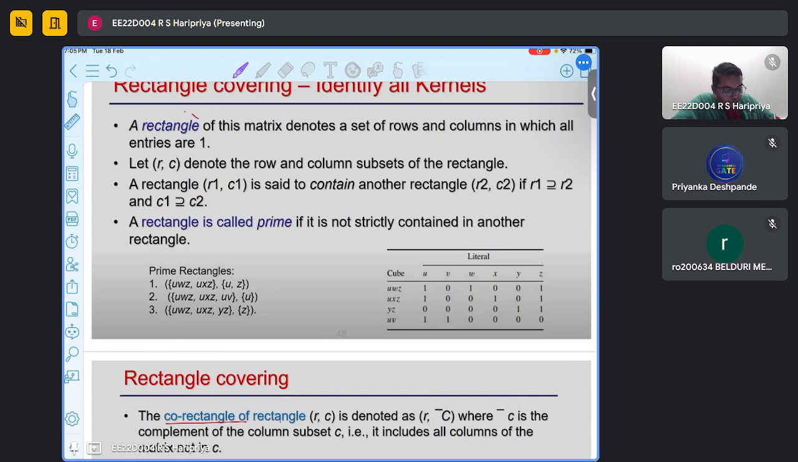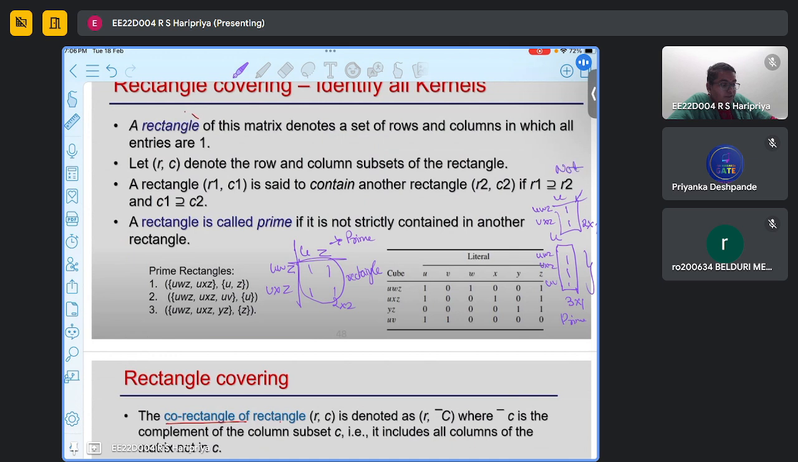So if we take UZ, we form a rectangle with UWZ and UXZ. So this is a rectangle of 2 cross 2 size, and this is the maximum possible. So this is called a prime. Similarly, we can have a rectangle by forming a group with UWZ, UXZ, UV. So this forms 3 cross 1, and this is also prime. If you want to take a non-prime example, U can be grouped with UWZ, UXZ, which forms 2 cross 1, and a bigger one can be grouped. So this is not prime.